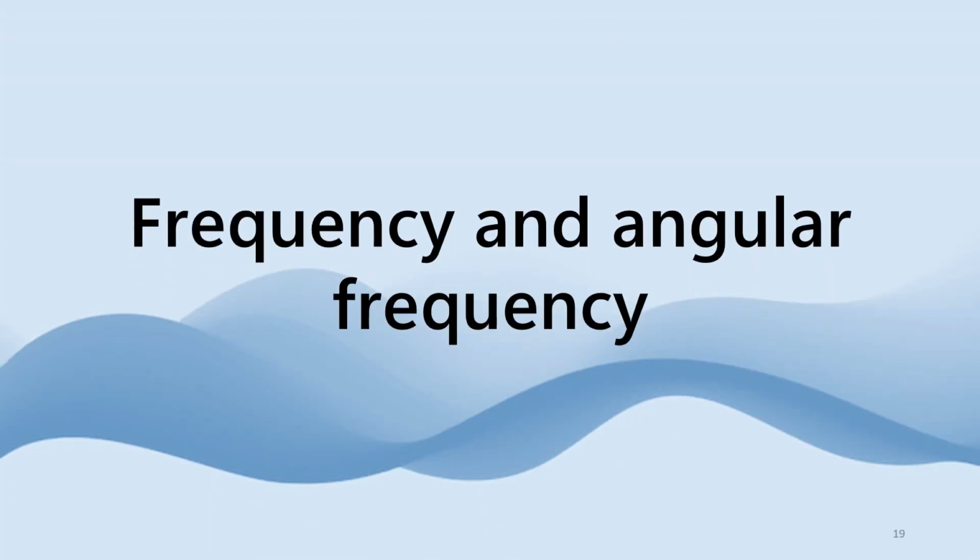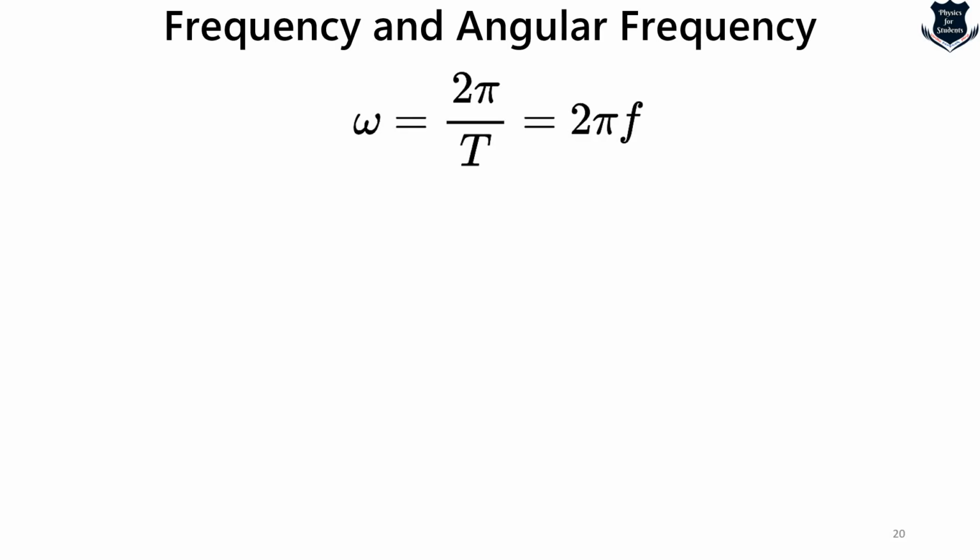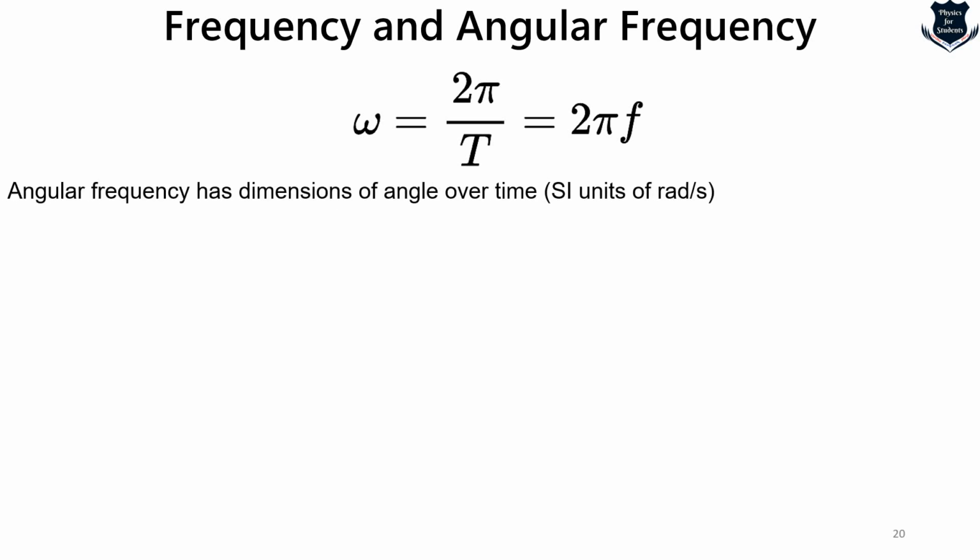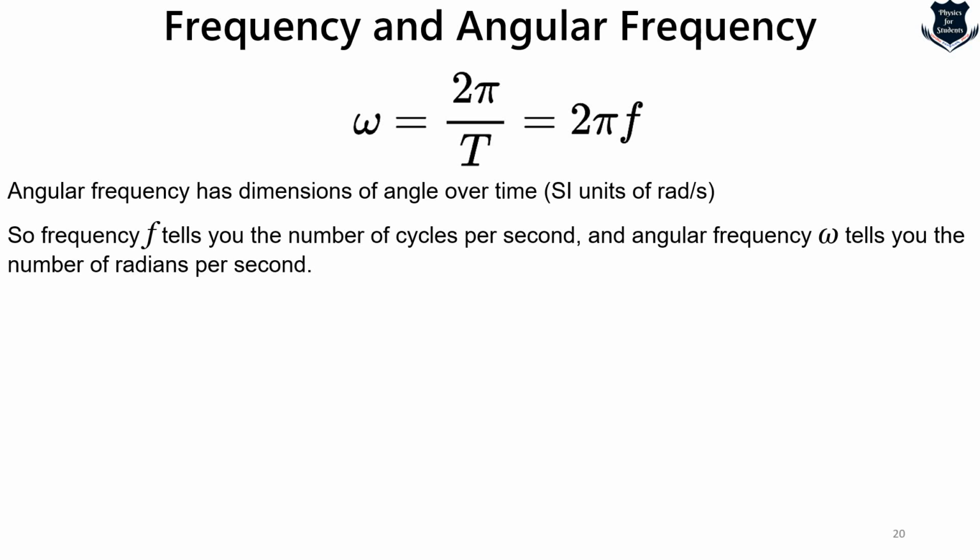We come to a very important understanding which we started learning in the first video, that is, what is frequency and angular frequency. Frequency and angular frequency are denoted by this equation. We can see directly that angular frequency has a dimension of angle over time, and frequency, f, tells the number of cycles per second, while angular frequency is denoted by this omega sign.